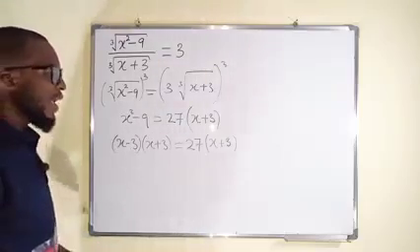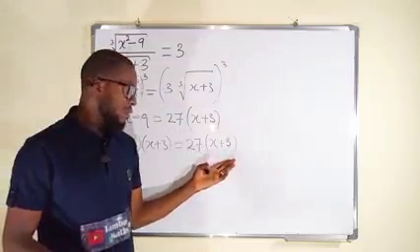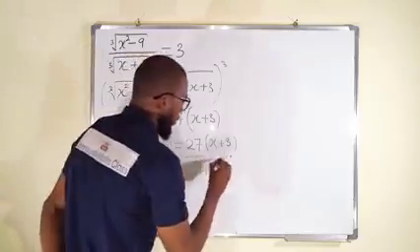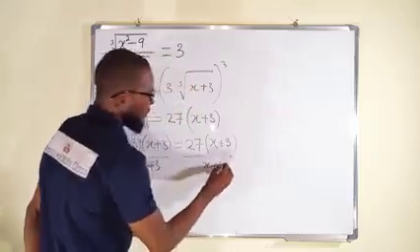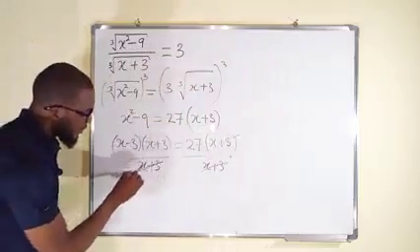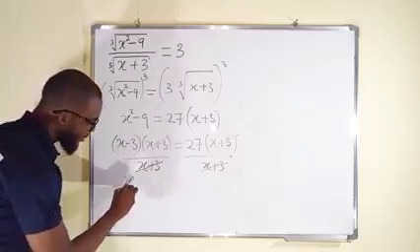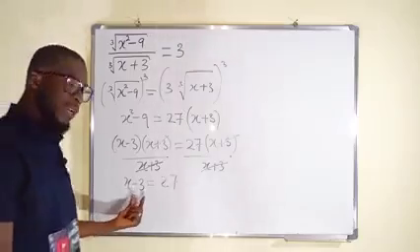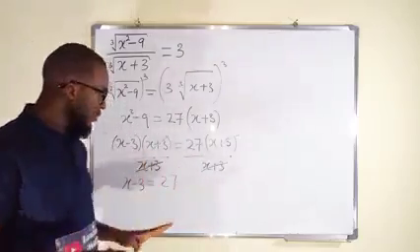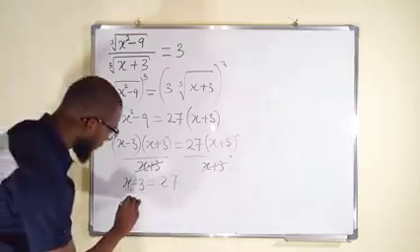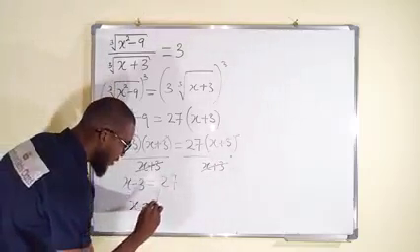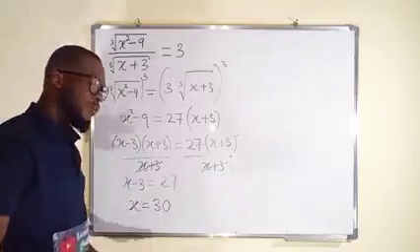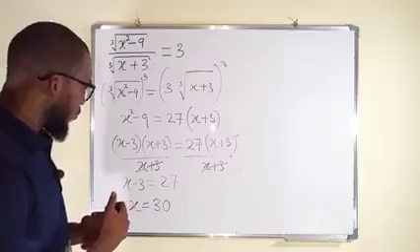We can divide both sides by x plus 3 in order to eliminate this x plus 3. X plus 3. This will cancel this automatically. This will also cancel this. We have x minus 3 equal to 27. If you take negative 3 to the right, it becomes positive. So we have 27 plus 3, which is 30. X finally is equal to 30. This is the second way, which is very much related to the first way.